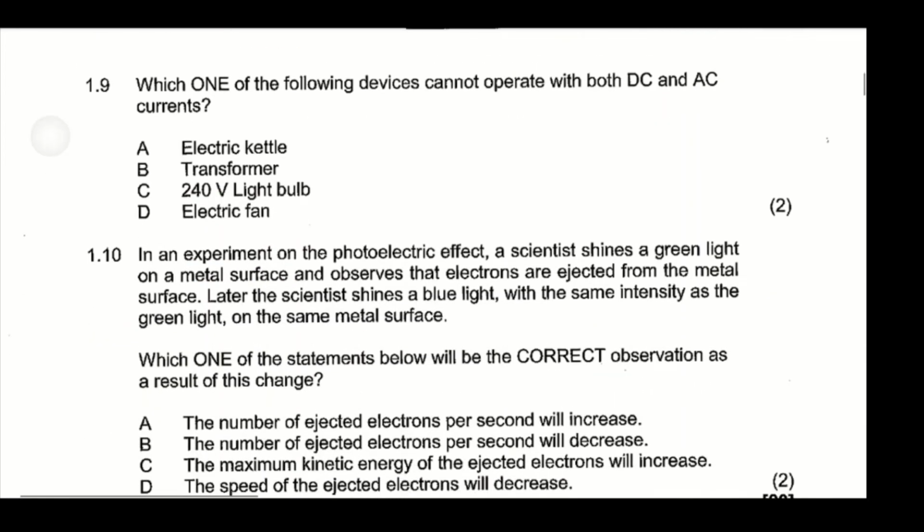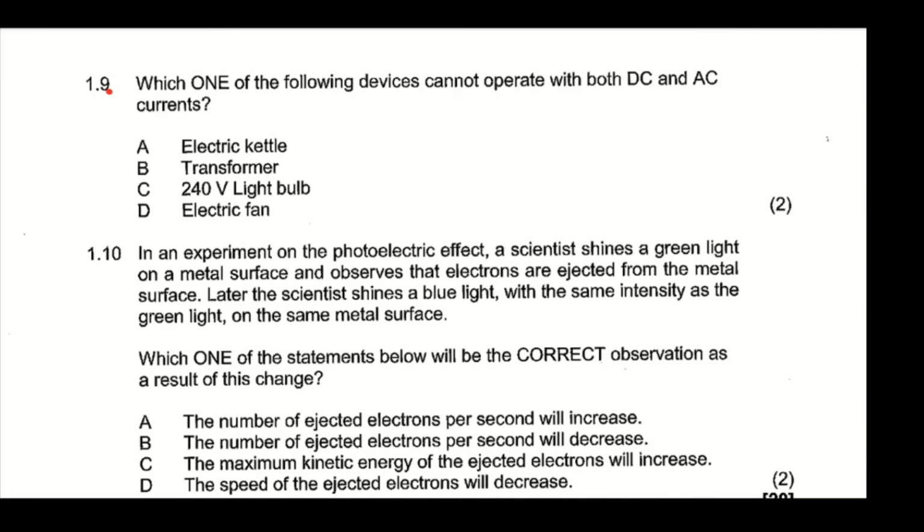Then we go to 1.9, which says: which of the following devices cannot operate with both direct current and alternating currents, right? AC and DC, right? So one obvious answer here is just going to be B, right? These other ones can operate in both currents, so the transformer will not.